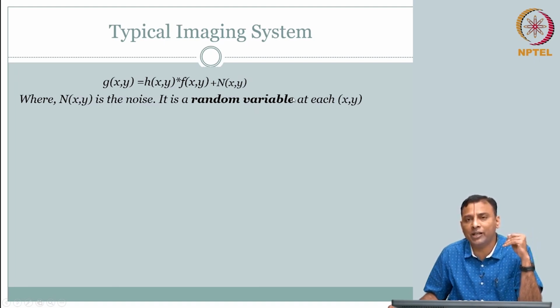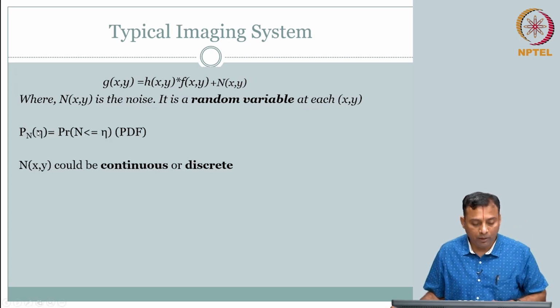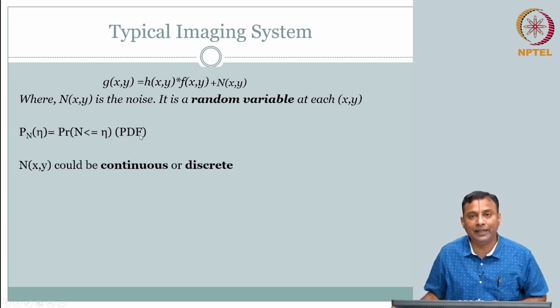So, all of the random variable, stochastics, random processes courses that you would have taken, you should probably brush up on them. Okay. Random variable at each x comma y. That means you will recall probability distribution function, probability density function, right. The probability distribution function, capital PDF, is nothing but the probability that n is less than or equal to eta, right, it is below a certain value.